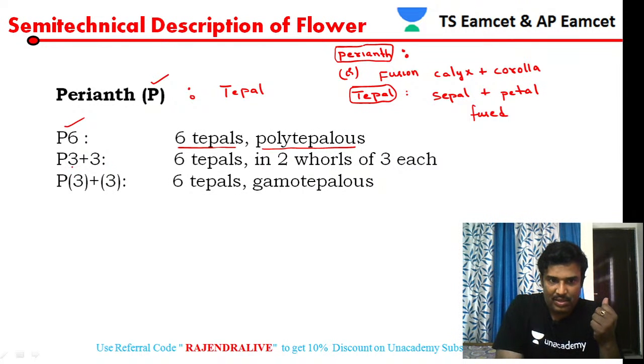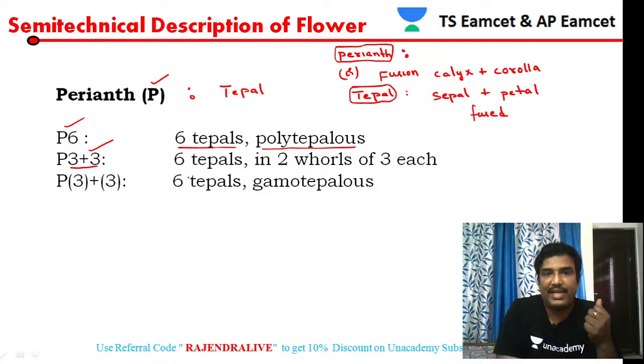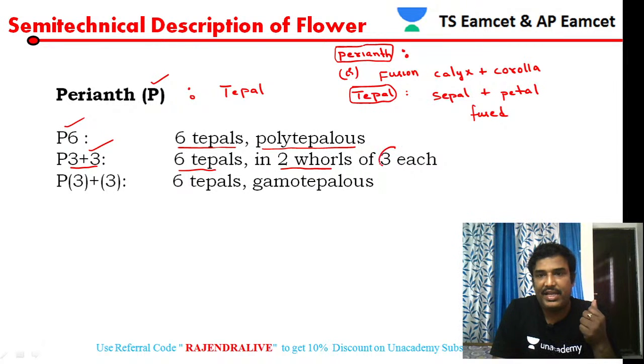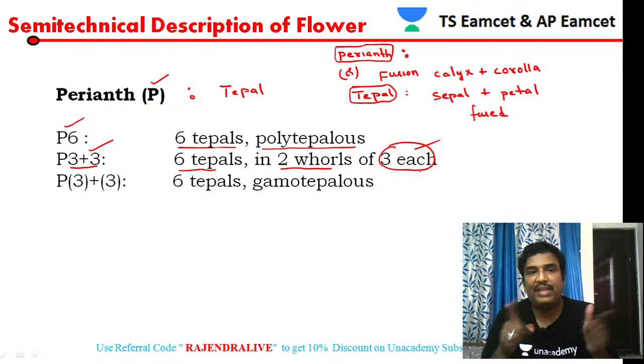Then perianth 3 plus 3. 3 plus 3 indicates once again 6 tepals, in which there are 2 whorls, with 3 in each whorl. Such a condition is called perianth 3 plus 3.